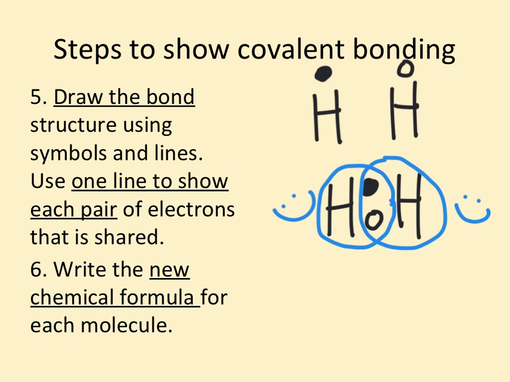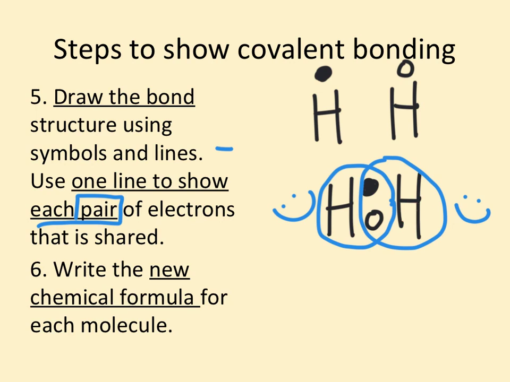The final step is to now draw the bond using symbols and lines. Symbols of course are the letters, the H's, but a line is pretty simple. It just looks like a little dash, and that dash is used to represent one shared pair of electrons, and that's where it comes in really handy when I color code. So I can see here this is a shared pair. One H brought this electron, one H brought this electron. So I have one shared pair in between an H on the left and an H on the right.